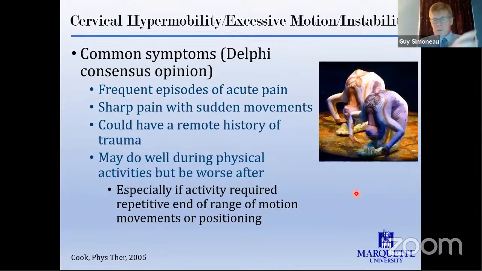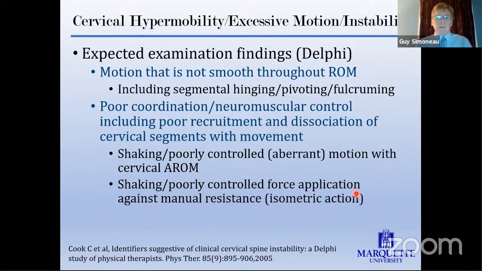They may have a remote history of trauma from years ago, but maybe not. They tend to do well with physical activities where muscles are engaged. But then, especially if they've had to go to end range of motion often or hold a prolonged position there, after the activities they'll be worse. So what we see with those people is excessive range of motion when we do range of motion evaluation, and excessive intervertebral motion when we assess intervertebral motion with our manual therapy techniques.